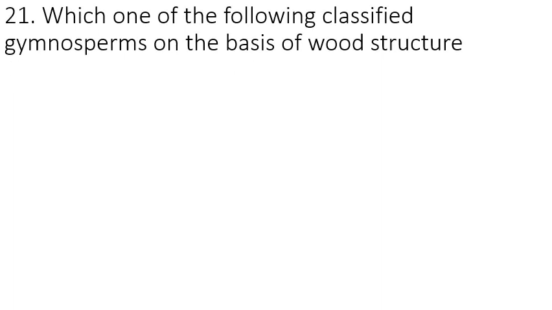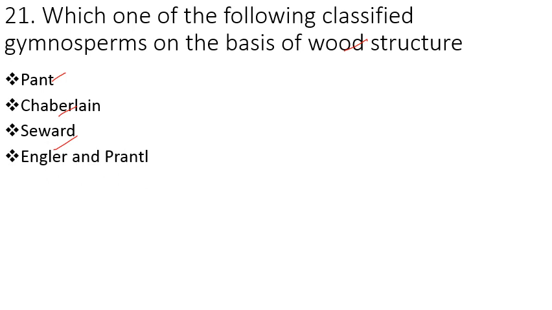The question is, which one of the following classified gymnosperms on the basis of its wood structure? So our options are Professor D.D. Pant, then Chamberlain, Seward, or Engler and Prantl. So the right answer is Seward. He was the person who classified gymnosperms into two groups on the basis of their wood structure.